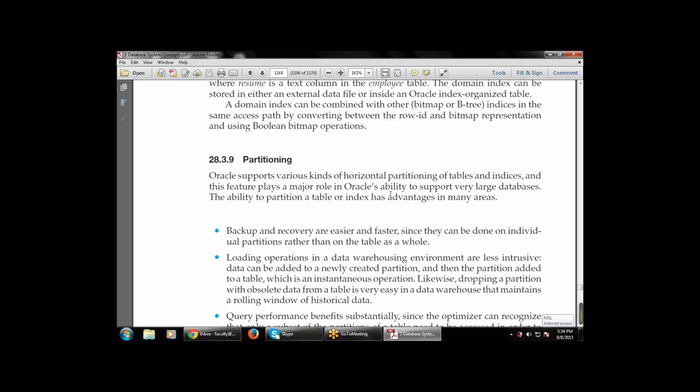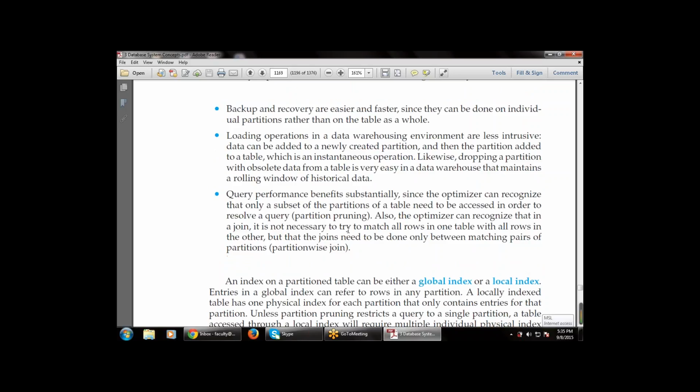First, the backup and the recovery are easier to maintain. Whenever the data is divided into multiple indices, the backup and the recovery are easier and faster, since they can be done on the individual partition rather than the table as a whole. Then loading operations in a data warehousing environment are less intrusive. Then the query performance benefits substantially, since the optimizer can recognize that only a subset of the partitions of a table need to be accessed in order to resolve a query.